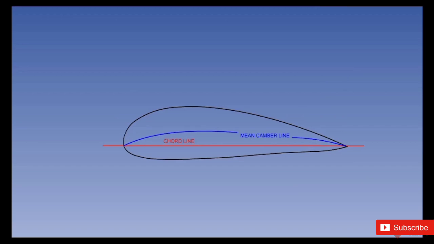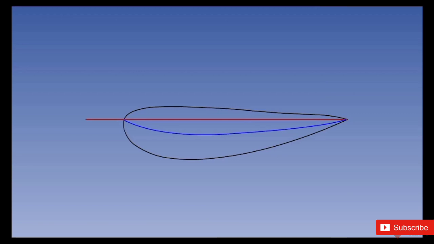The mean camber line, also known as the mean line or camber line, is the line joining the leading edge and the trailing edge that is equal distance from the upper and lower surfaces. The maximum camber is the greatest distance of the mean camber line from the chord line, and it is expressed as a percentage of chord, and its location along the chord line is expressed as a percentage of chord from the leading edge.